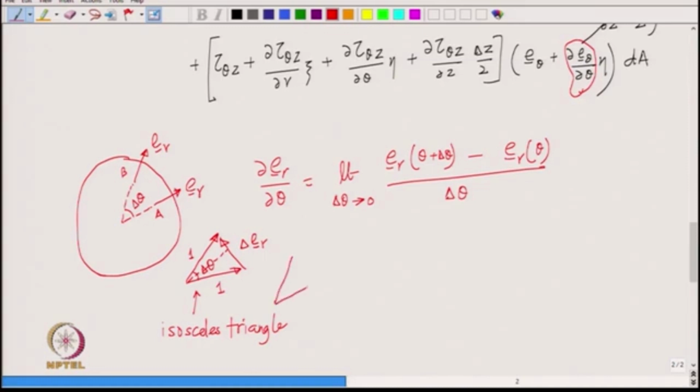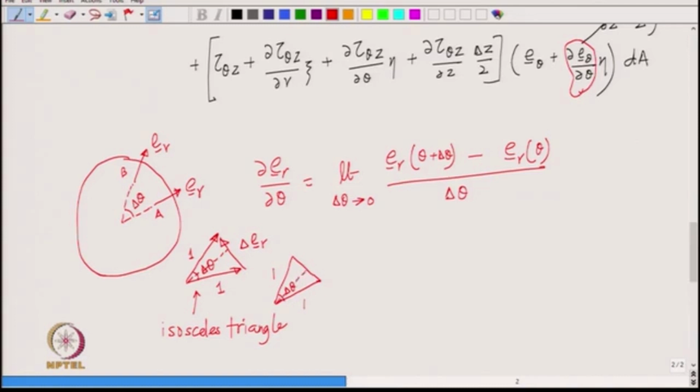Let me draw it again. So, this angle is delta theta and the sides are 1. So, what will be the magnitude of the base of this triangle? You know, it is not hard to find it out.